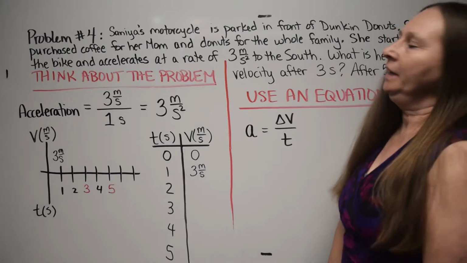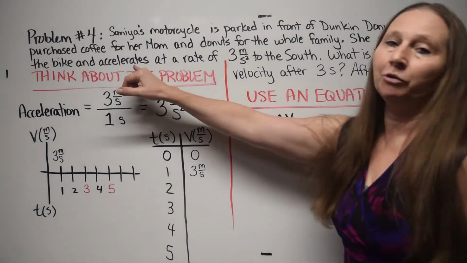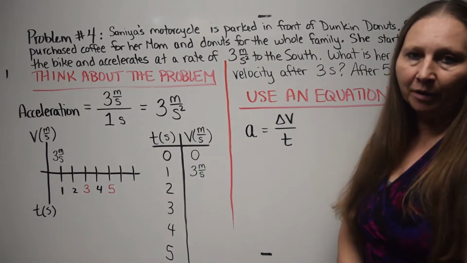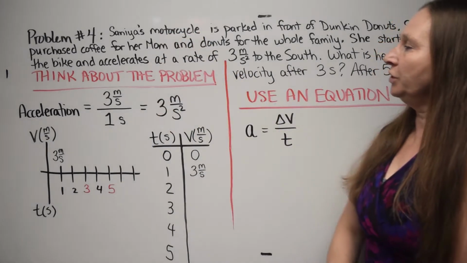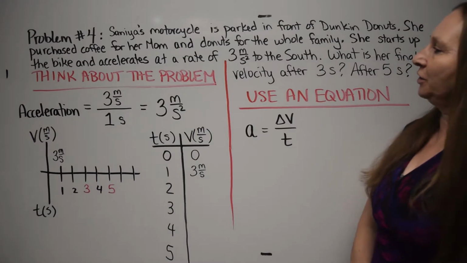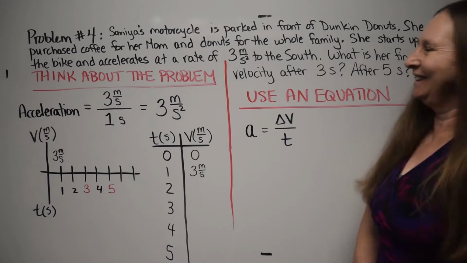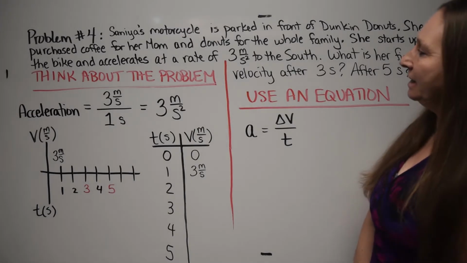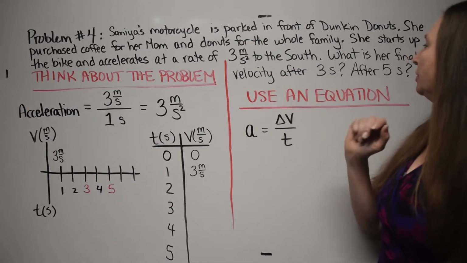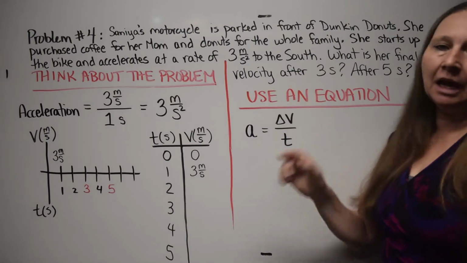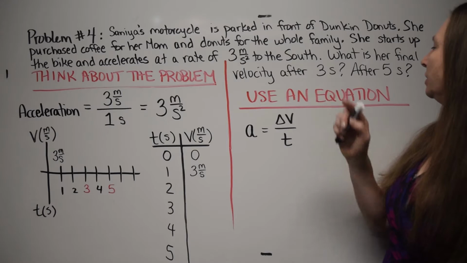Problem number 4. Now this problem is a tiny bit more difficult because we're introducing acceleration. So there's going to be an extra variable that wasn't in the first 3 problems. So, Sanaya's motorcycle is parked in front of Dunkin' Donuts. She purchases coffee for her mom and donuts for the whole family. Yum! She starts up the bike and accelerates at a rate of 3 meters per second squared to the south. What is her final velocity after 3 seconds? So how fast is she going after 3 seconds?